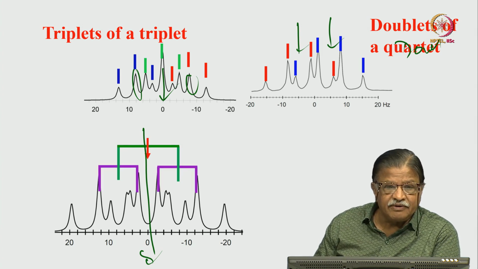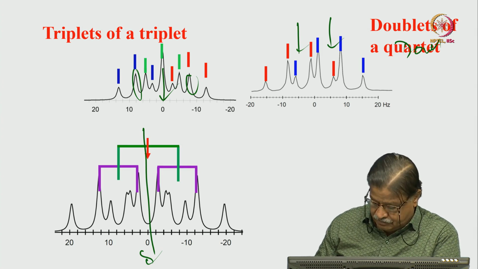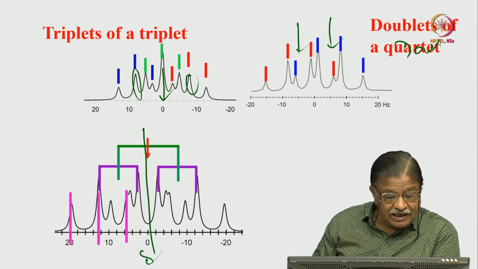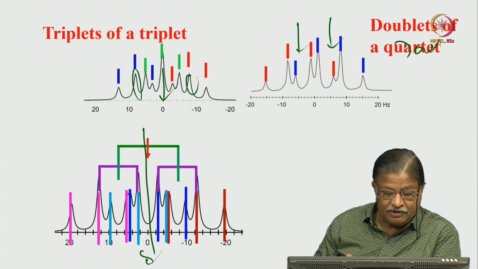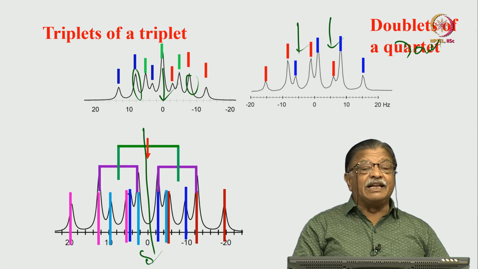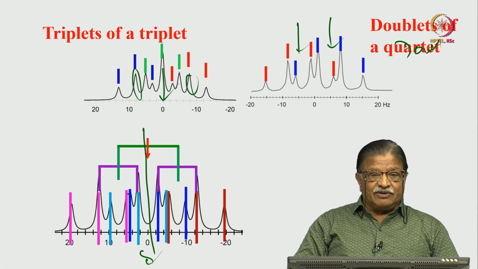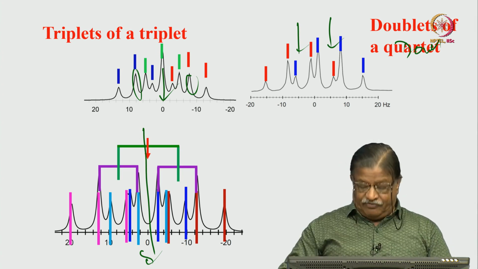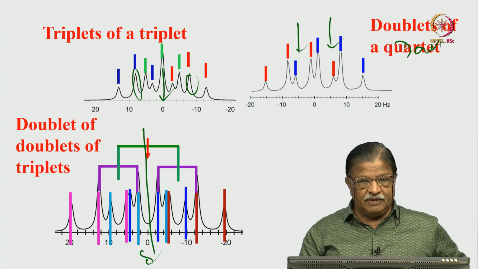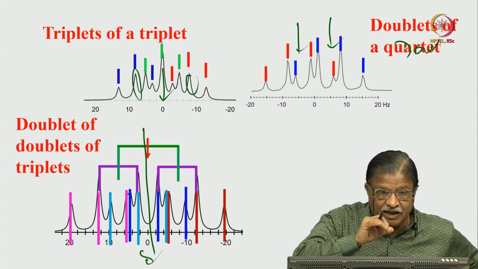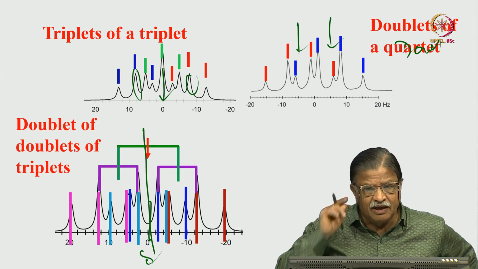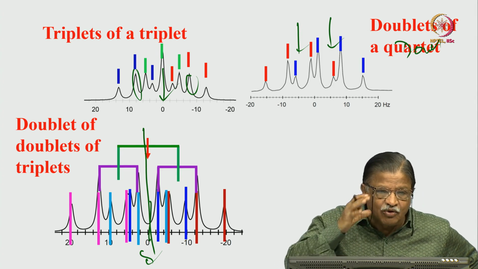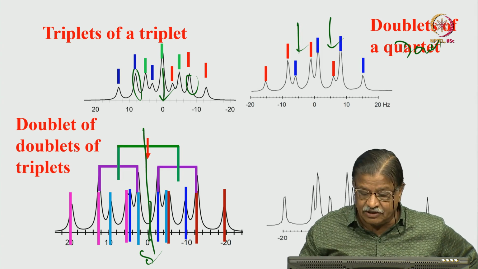into two lines, a doublet of doublets, and then each line of the doublet of doublets becomes a triplet, one triplet, another triplet, another triplet. You see, all lines can be very clearly assigned, and this is what is called a doublet of triplets. See, understanding the pattern is very important. You always start from the center of this multiplicity pattern. You should carefully think what could be the pattern. Based on that, you can start arriving at it.